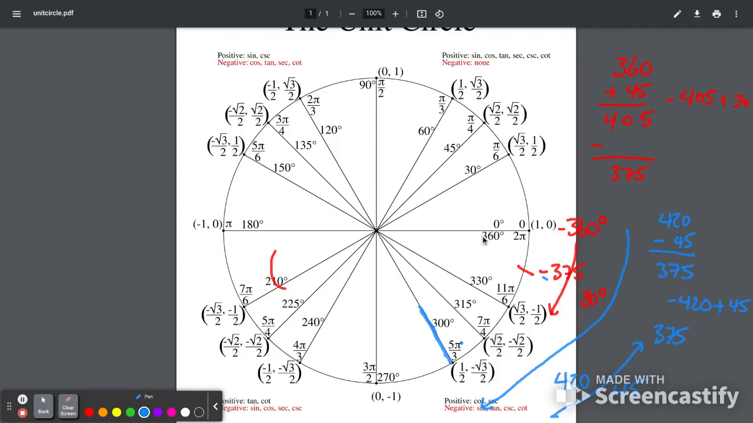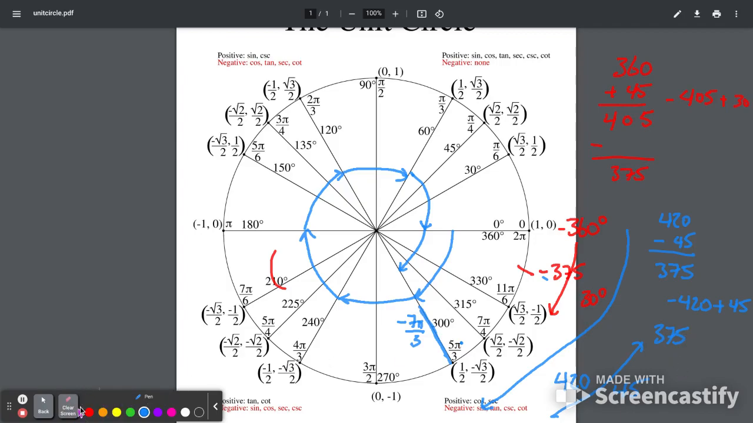So if we count our way around, that means I have 1 pi over 3, 2 pi's over 3, 3 pi's over 3, 4 pi's over 3, 5 pi's over 3, 6 pi's over 3, 7 pi's over 3. So that means that this location right here would be negative 7 pi's over 3. Then I'd be going with that. So that's my negative 420.